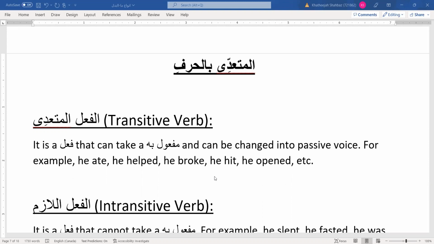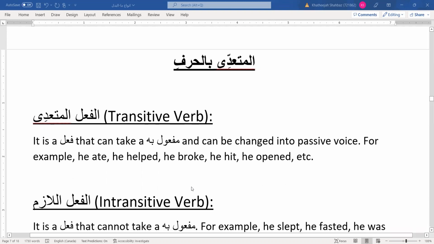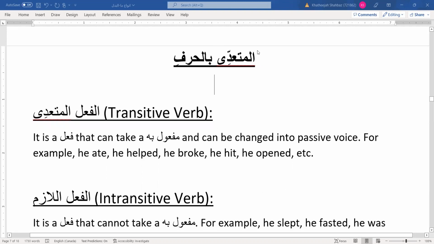So the first thing we need to learn before we can reach al-muta'addi bil-harf is al-fi'lul muta'addi. What is fi'lul muta'addi? In English, we will call it transitive verb. Some people may already know what transitive means and how it is different from intransitive, which is the next thing we're going to learn.